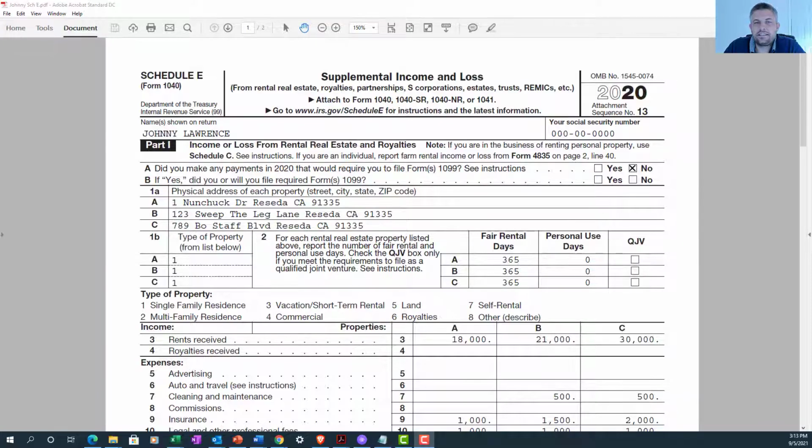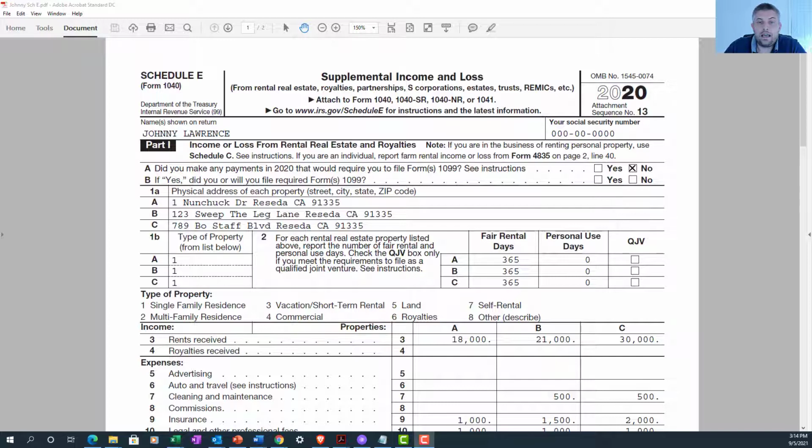So here is a sample Schedule E for Johnny Lawrence, who likes to invest in real estate when he's not teaching karate at Cobra Kai Studios. The first section here asks 2 different questions. You have question A, did you make any payments in 2020 that require you to file Form 1099? Generally, if you make payments during the year to unincorporated businesses or to individuals that exceed $600, you're required to file a Form 1099. In this example, we just answered no to keep it simple.